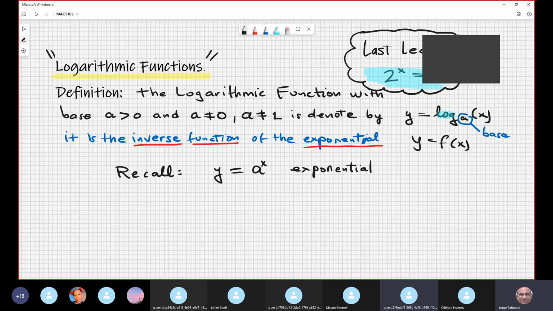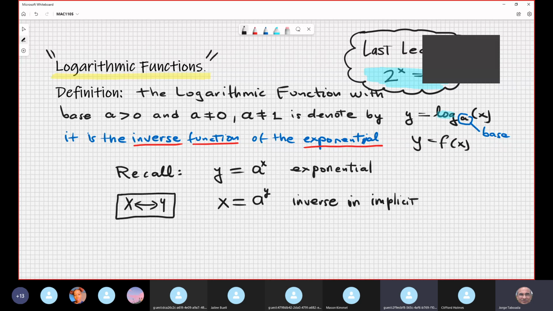However, if you want to find the inverse, the only thing you should do is interchange x and y in any function. So now it's x equals a to the y. Boom. This is the inverse. The only problem is that this inverse is implicit. Remember, implicit form is when the y is not already isolated. And this is not good.